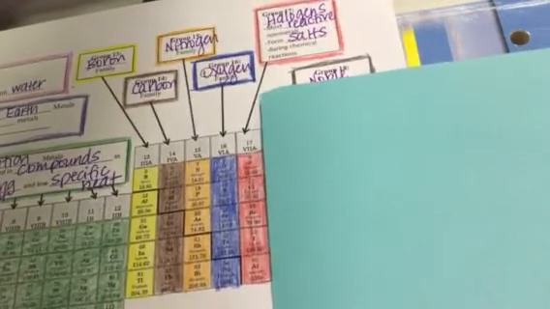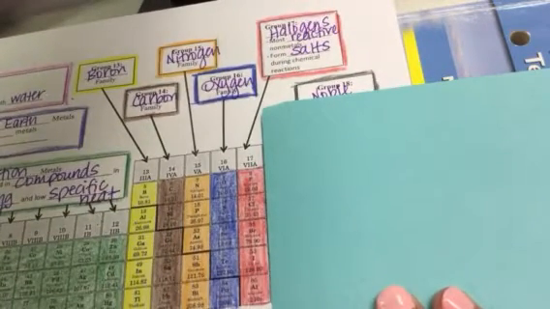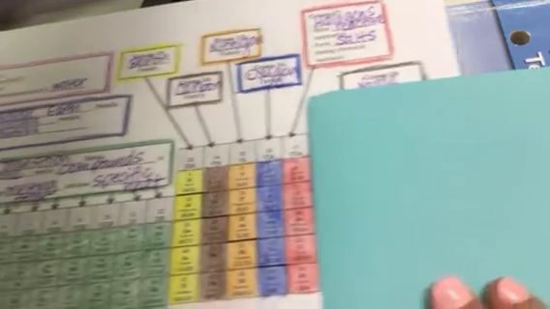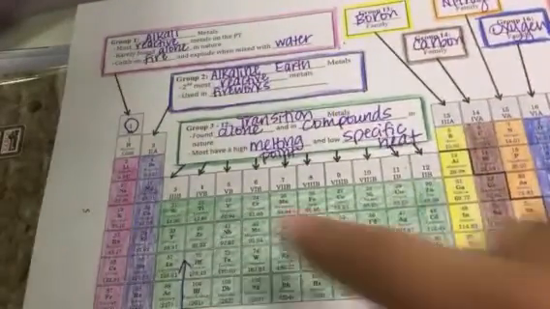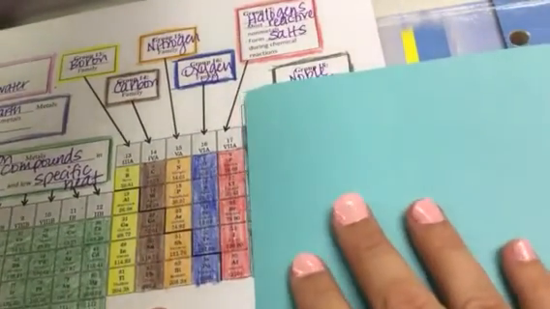Our next group, group 17, these are your halogens. These are the most reactive non-metals. We said the most reactive metals are on the left-hand side of the periodic table over here. Our most reactive non-metals are going to be group 17. And these are the halogens.